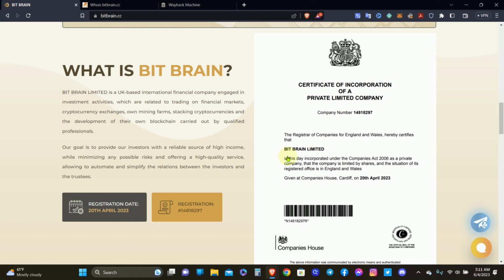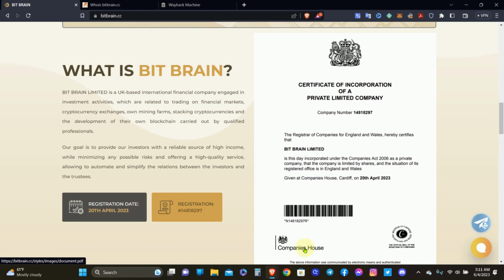Now, over here to the right, you can see that this right here is a Companies House registration. And I've been on record saying this in a few of my other videos: anything that just has a Companies House registration, especially dealing with trading, is not legit.